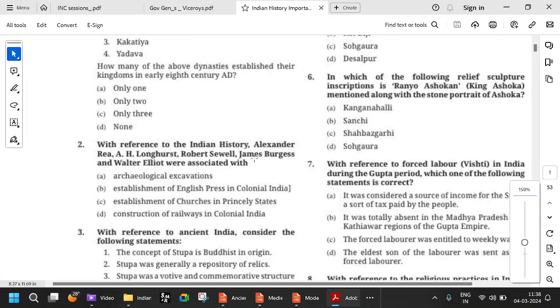Look at the second question. With reference to Indian history, Alexander Rea, A. H. Longhurst, Robert Sewell, James Burgess, and Walter Elliot, they were associated with... You can identify some of the names, right? They are all related to the archaeology department.